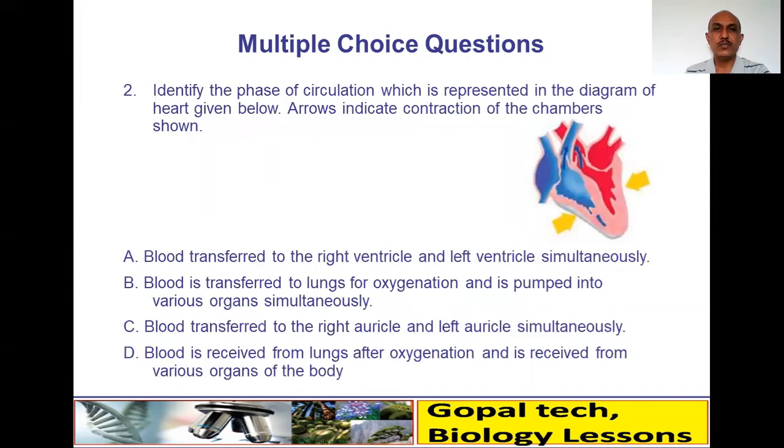Second, identify the phase of circulation which is represented in the diagram of the heart given below. You can see here the arrow indicates contraction of these chambers. Now find out what is the correct statement given from A, B, C, D. Pause the video, write the answer, check it.